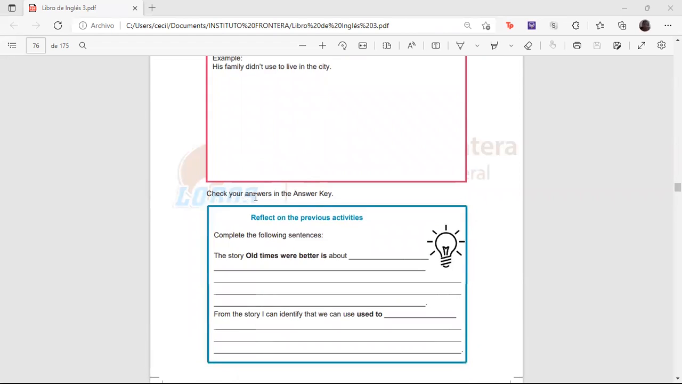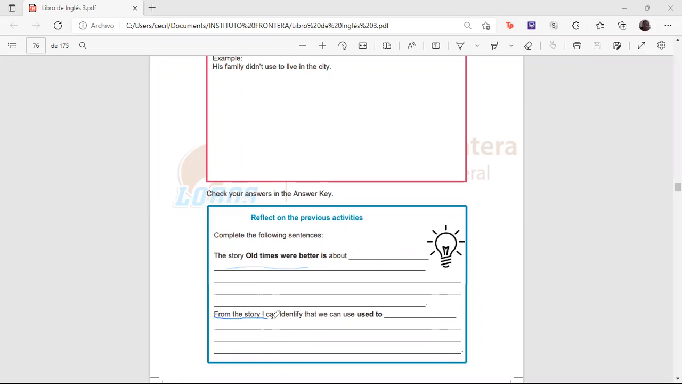Now, after you did that, reflect on this one. The story Old Times Were Better is about what? What was the story about? You have to write down here your own opinion. This one, you have to write down here. The story Old Times Were Better is about, what was it about? So in your opinion, you have to write it down here.